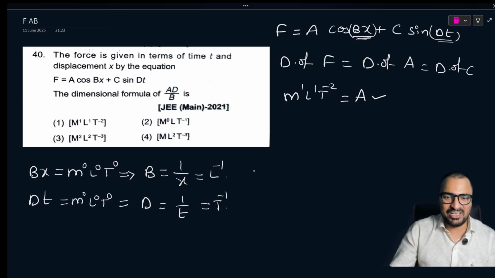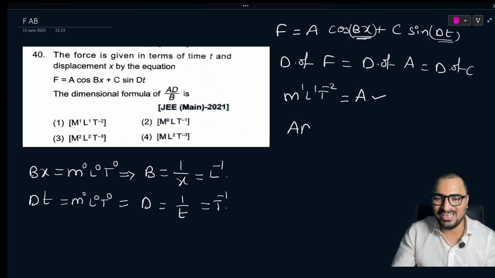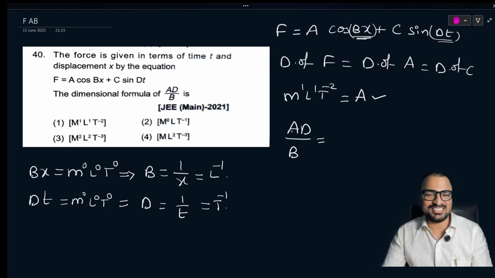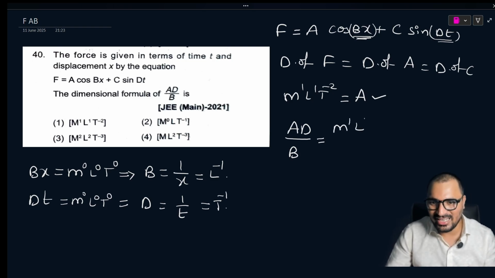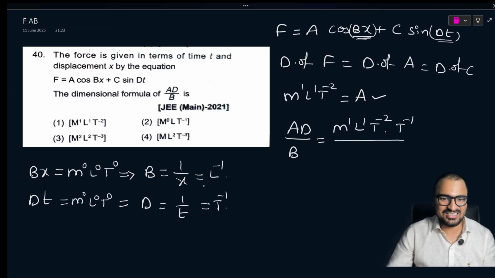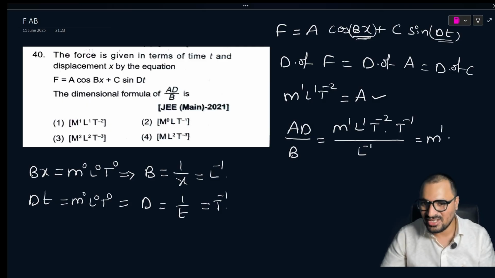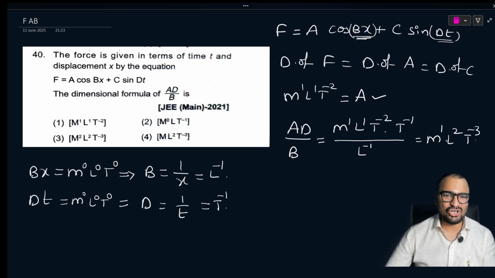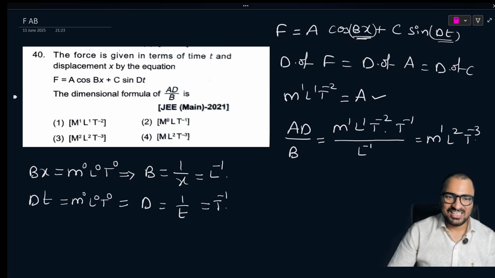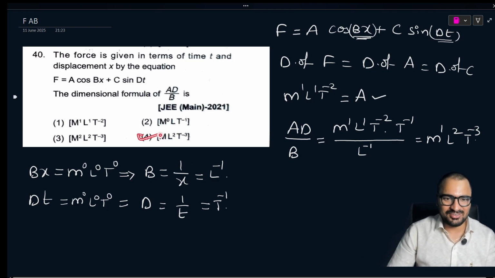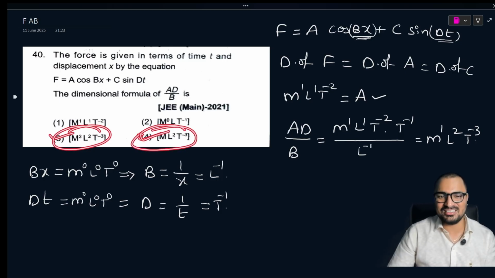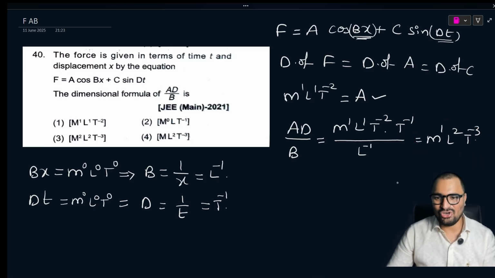See, we got A, B, D. A is M1 L1 T minus 2, D is T minus 1, and B is L power minus 1. So let's take A times B times D here. Then this becomes M1 L2 T minus 3? Which option do you see? M1 L2 T minus 3. See, options 3 and 4 appear to be similar but are not. The fourth is the correct answer: M1 L2 T minus 4. So option 4 is correct.